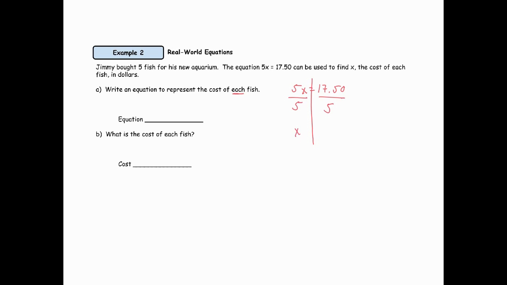So x equals 17.50 all over 5. Of course, rather than using a fraction bar, you can use the division symbol. x equals 17.50 divided by 5. That's our equation for letter A.